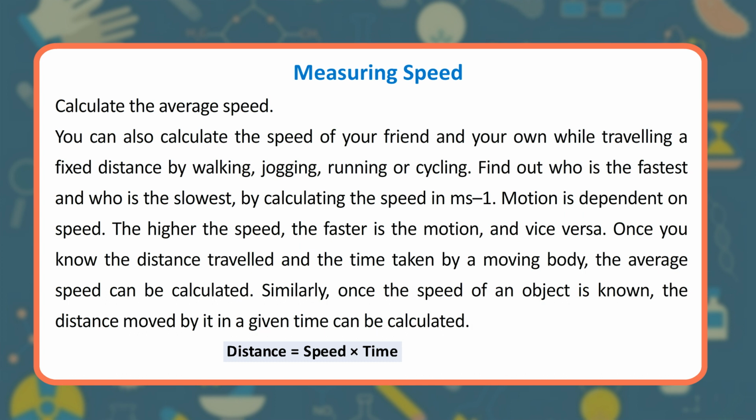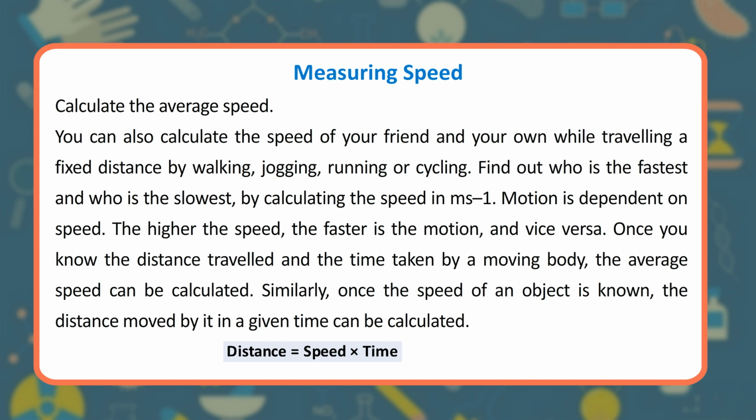Motion is dependent on speed. The higher the speed, the faster is the motion, and vice versa. Once you know the distance traveled and the time taken by a moving body, the average speed can be calculated.